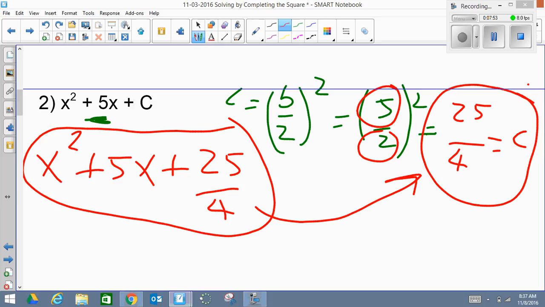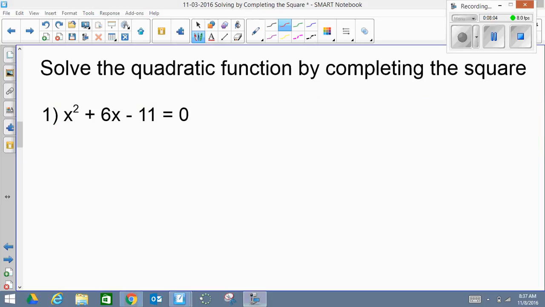Now let's proceed at solving using this process. So now we're going to solve using completing the square. We're going to use the process that we just did to solve the quadratic equation. Now we have x squared plus 6x minus 11 equals 0. If you notice, they're asking me to solve. Why? Because I have an equal. That means I need to find the values of x. All right, complete the square.